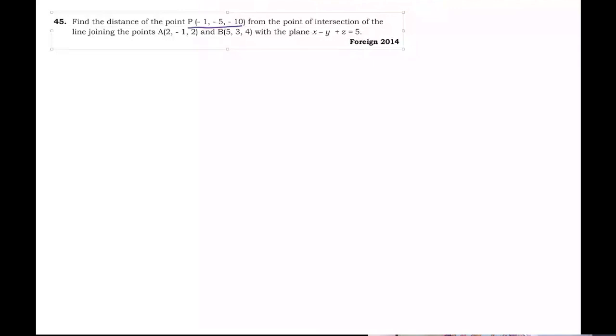The point is P, from the point of intersection. Point of intersection of what? A line. This is the line joining the point and the plane. So basically, first of all, we need to find the point of intersection of the line joining these 2 points and this plane.